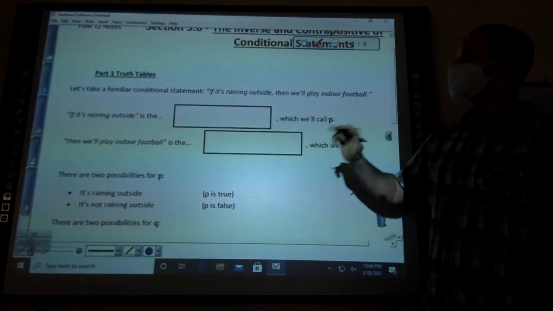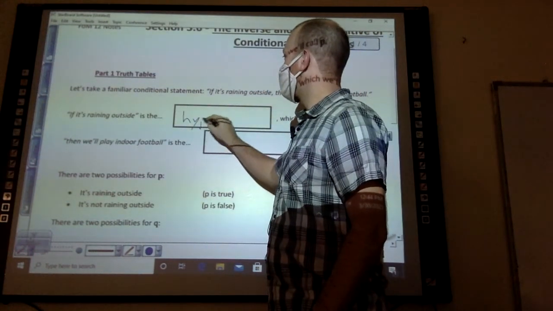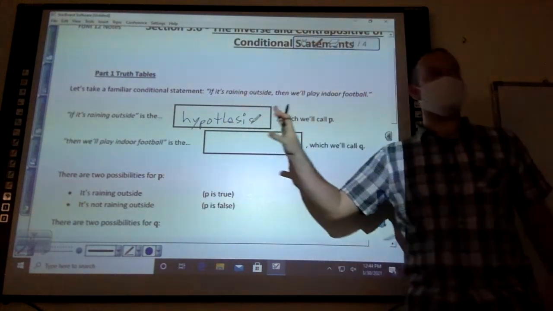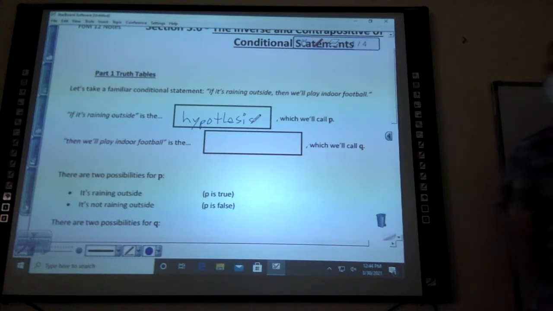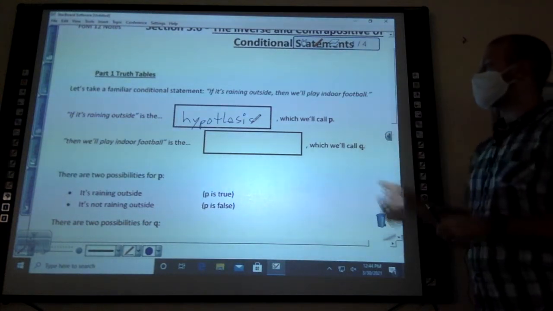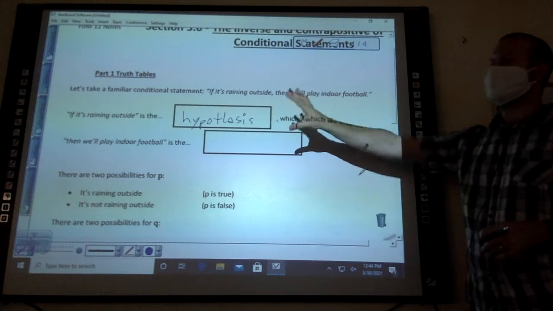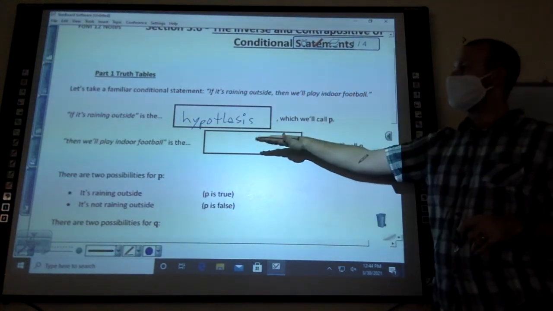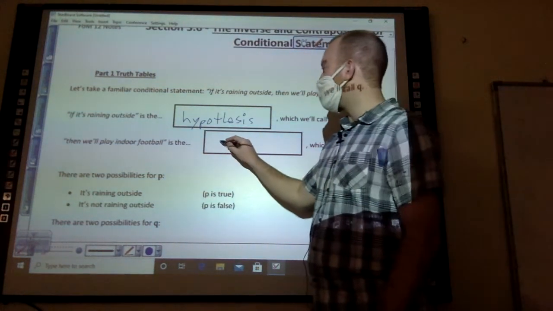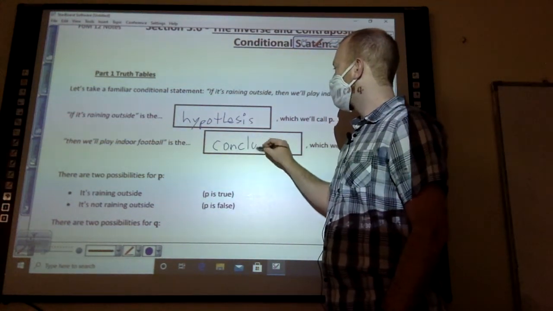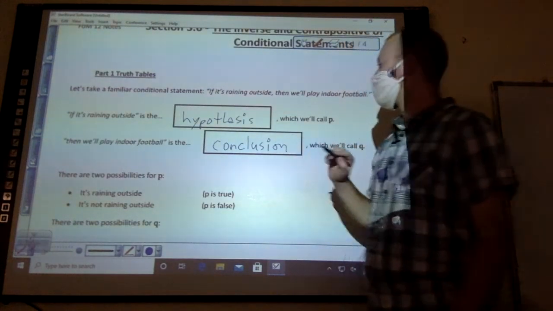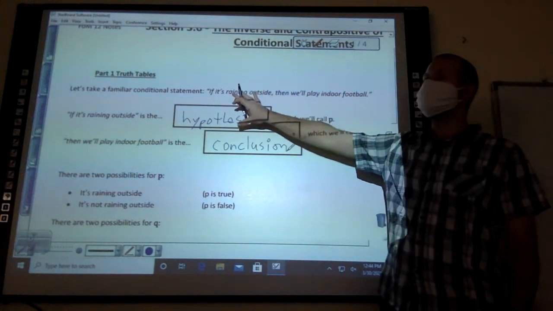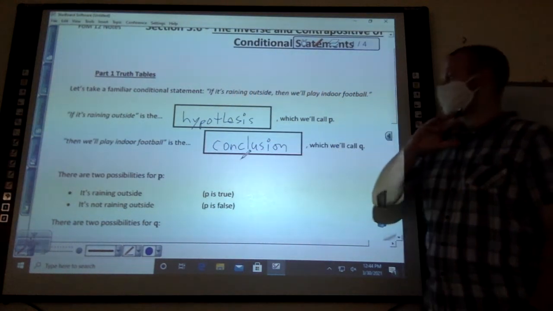So the if part, this is what's called the hypothesis. You probably have heard hypothesis before in terms of, say, science. This is like an initial guess. So this is what I'm proposing, if it's raining outside. So we're saying it's raining outside. What happens? Then we're going to play indoor football. So this is our conclusion. So hypothesis, conclusion. If I hypothesize this happens, we can conclude that this happens.